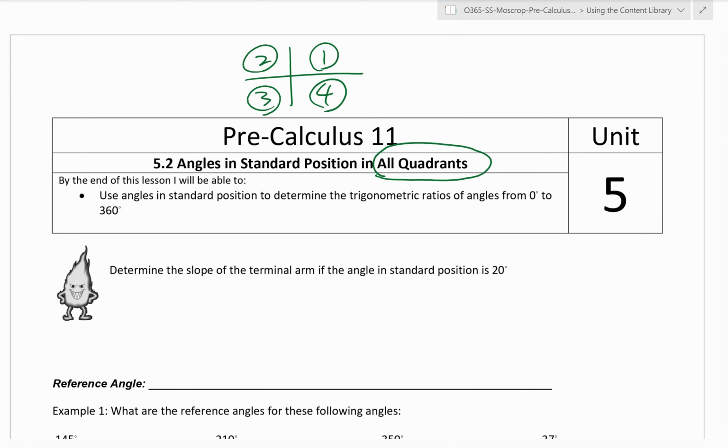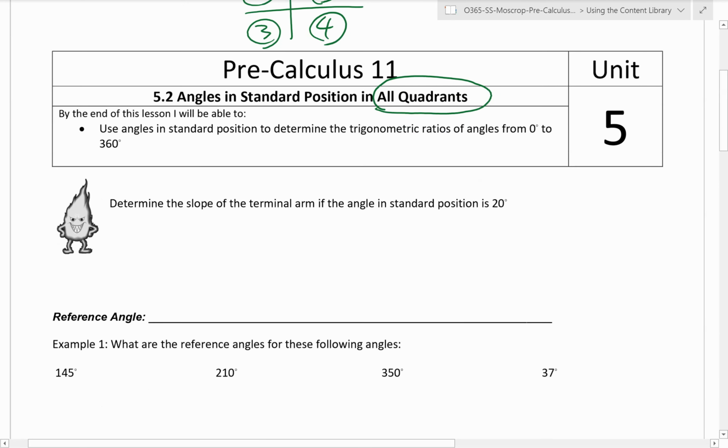So here's a warm-up question. This question is interesting because it relates slope with angles in standard position from what we did last lesson. You might think, how does slope and angles in standard position relate? So let's take a look. It says determine the slope of the terminal arm. If we draw the diagram, here is the terminal arm, and the angle in standard position is 20 degrees, so here is 20 degrees, and we're looking for the slope of this line. This is the terminal arm. We're looking for the slope.